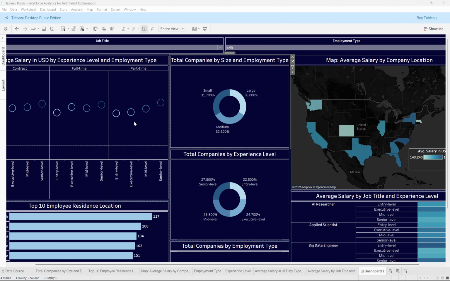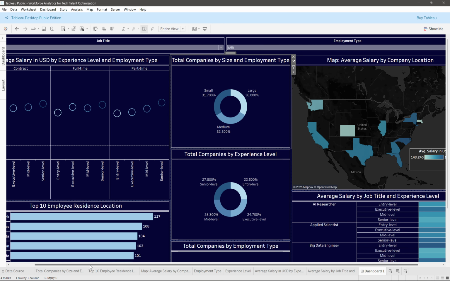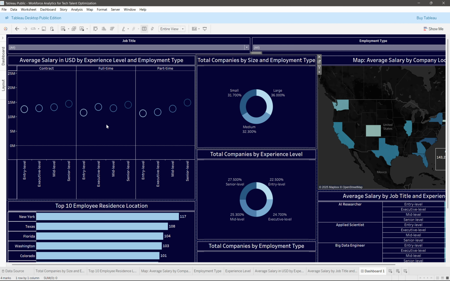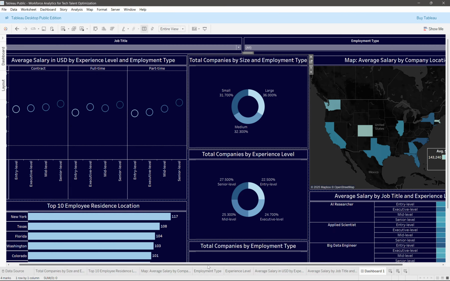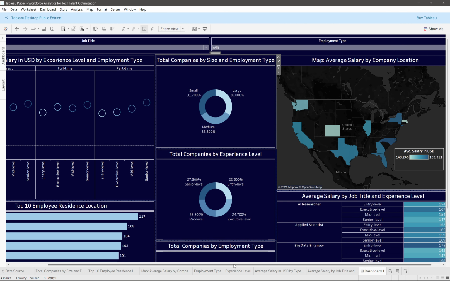So to start with, we have first the average salary in USD by experience level and employment type, where we have entry level, executive level, mid level, and senior level in the contract format. The same applies to full time and part time as well. Then total companies by size and employment type, where the company size also determines the employment type.